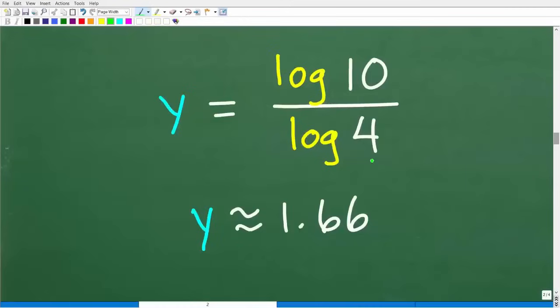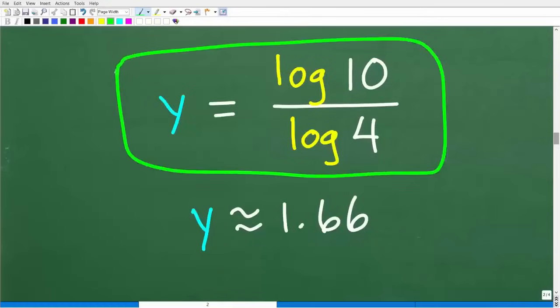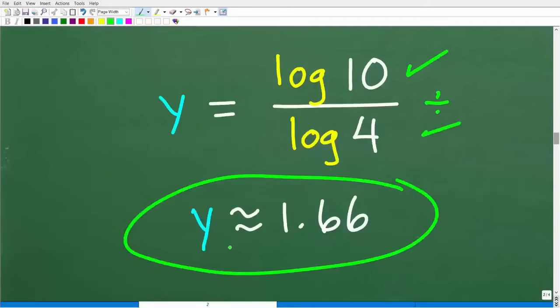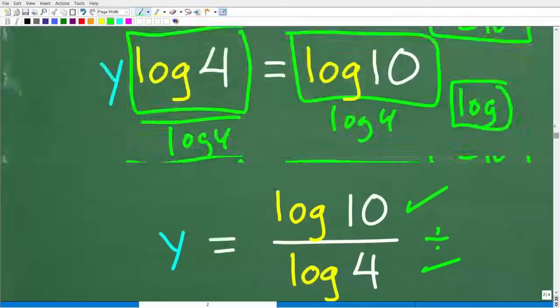Now, at this point in the problem, when you're solving exponential equations with logarithms, you don't want to do anything with your calculator until you get down to this stage right here. Now at this point, you can just go into your calculator and take log 10 and divide it by log 4, and you'll get a number approximately 1.66. Now let's just go back to this problem. y is equal to approximately 1.66.